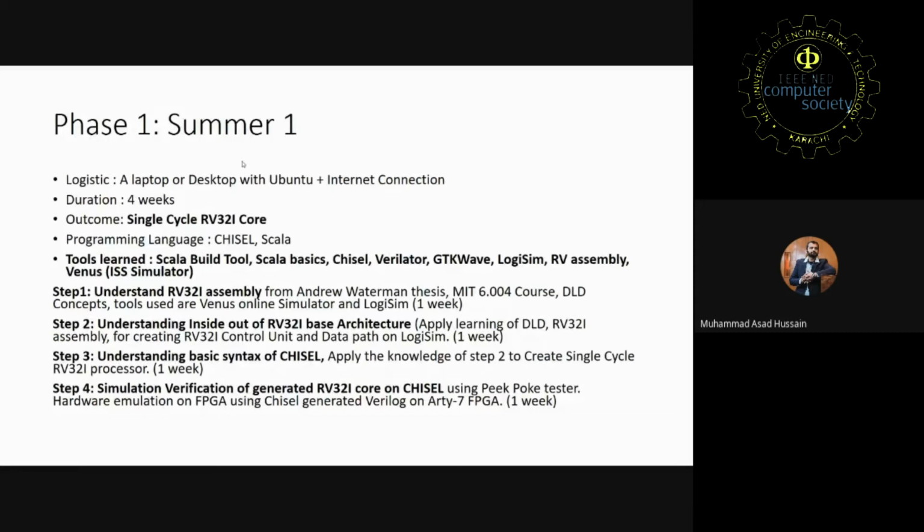Its duration is four weeks, and the outcome is that you have to design a single cycle RV32I core. That's the base architecture of RISC-V. RISC-V has various extensions, I, M, C, A, and we are designing only the I variant of RISC-V, RV32I. RV stands for RISC-V, 32 stands for 32-bit, and I stands for integer.